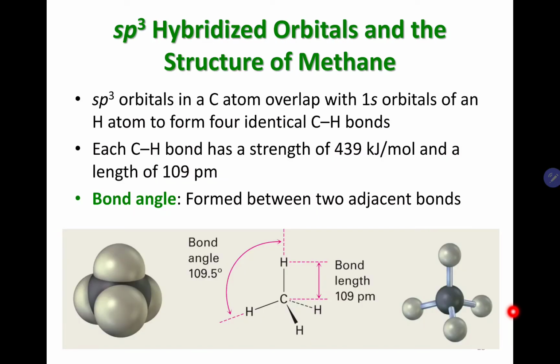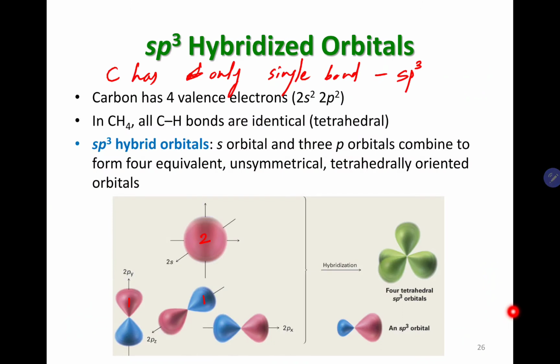So in this slide I am showing you how these sp3 hybridized orbitals are going to form a methane molecule. The other thing to remember is that these sp3 hybridized orbitals are a little bit asymmetric when it comes to the shape.